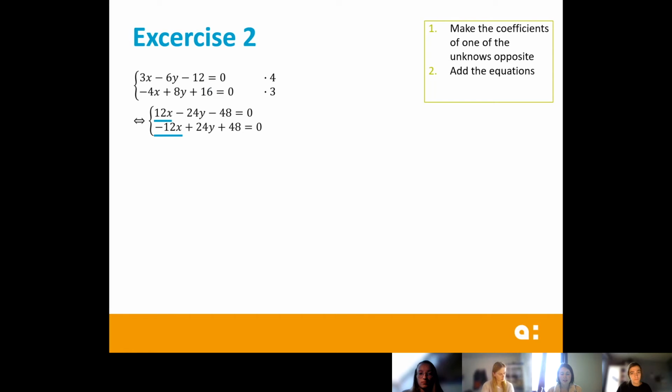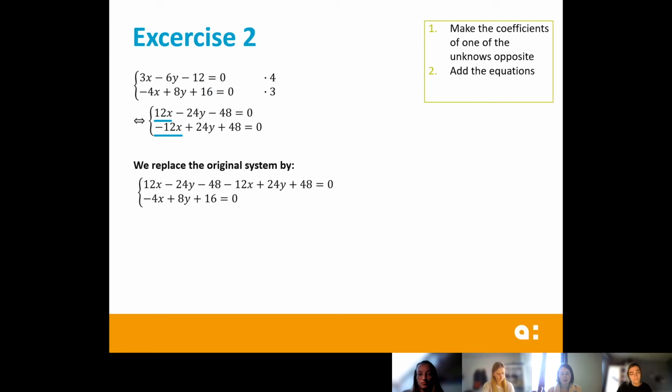We add the left-hand side of the second equation to the left-hand side of the first equation, and do the same for the right-hand side. This will be the first equation of our new system of equations. For the second equation, we used one of the original equations. We choose the second equation of our original system of equations.